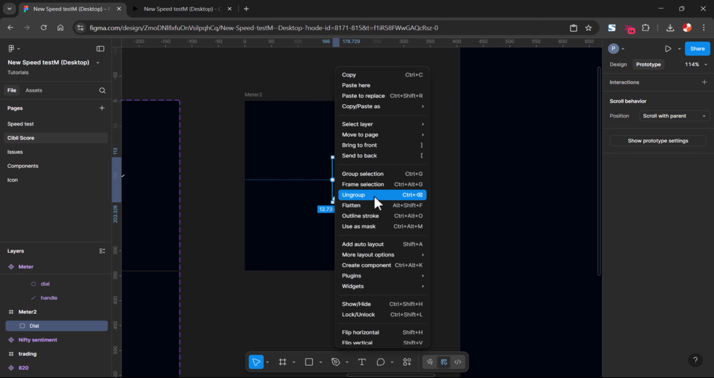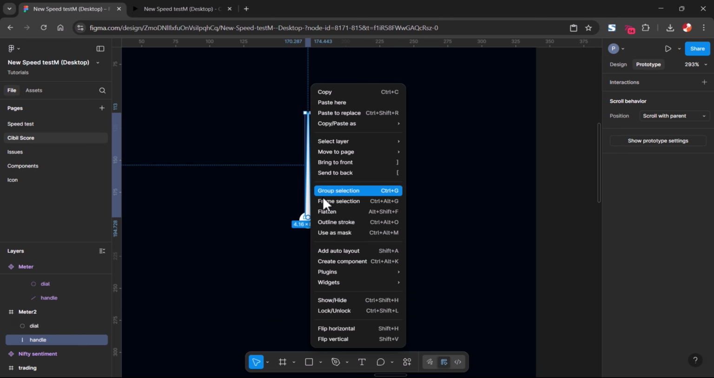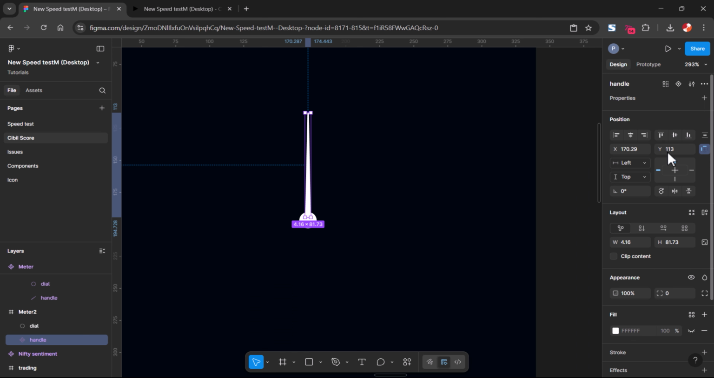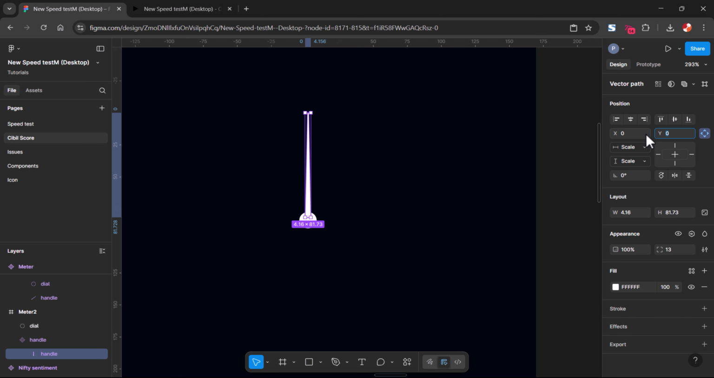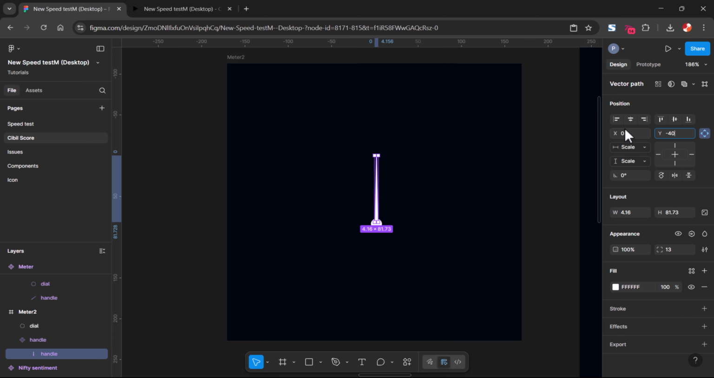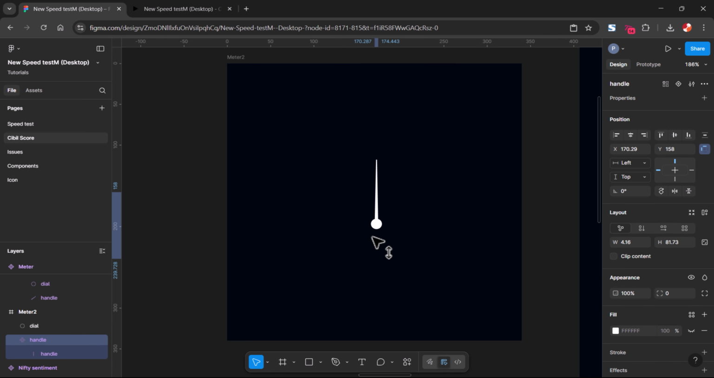So what I did to solve this issue is, after converting it into a component, move its Y position upwards, let's say half of its height. And now see the result.